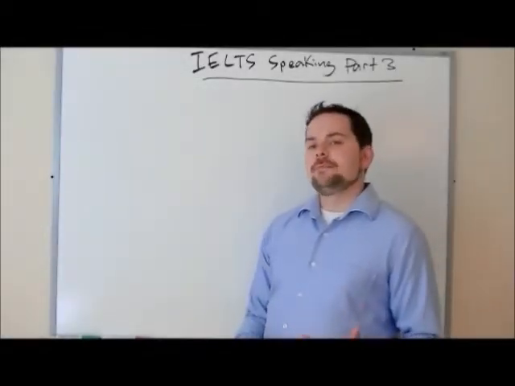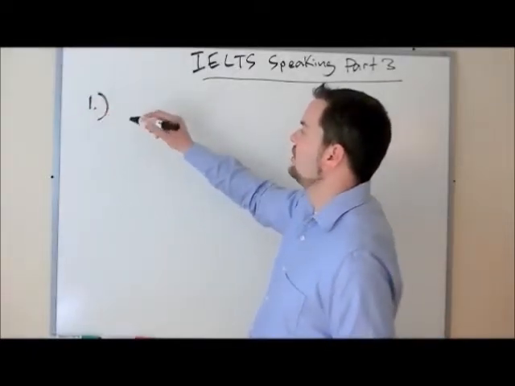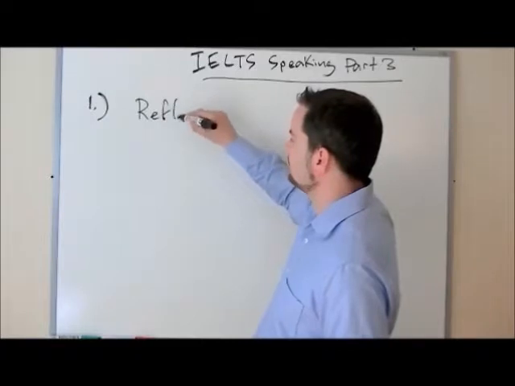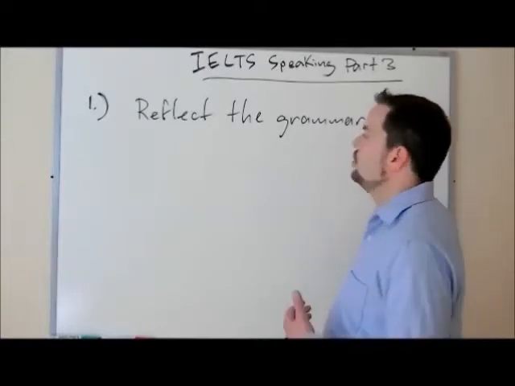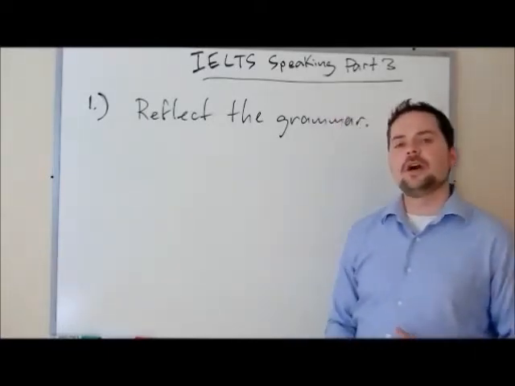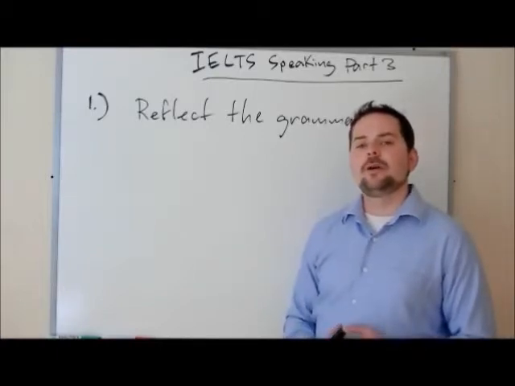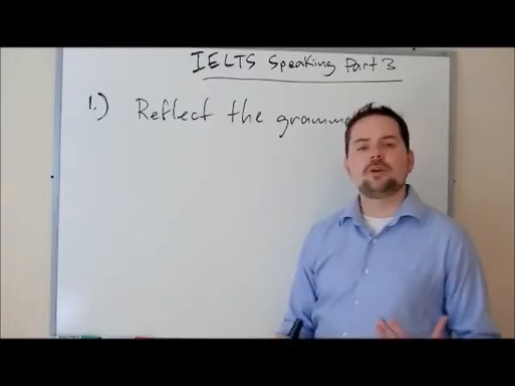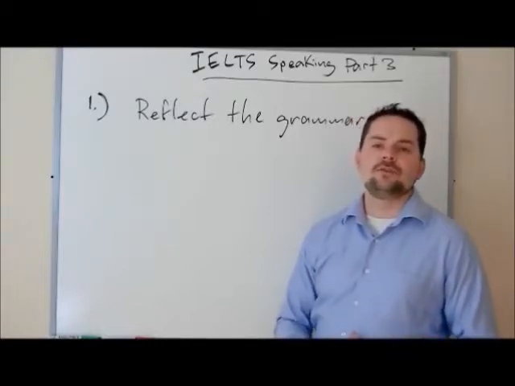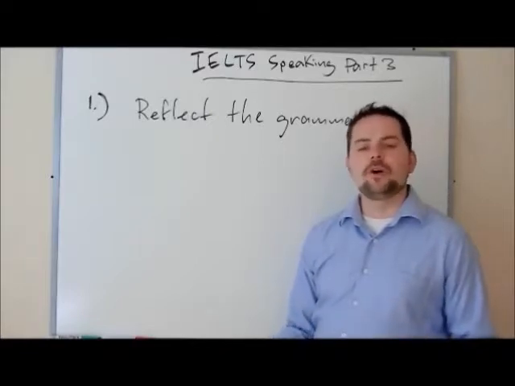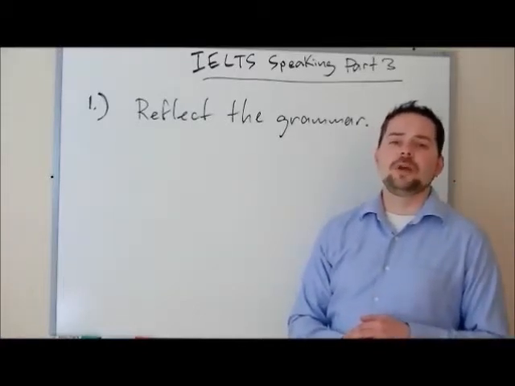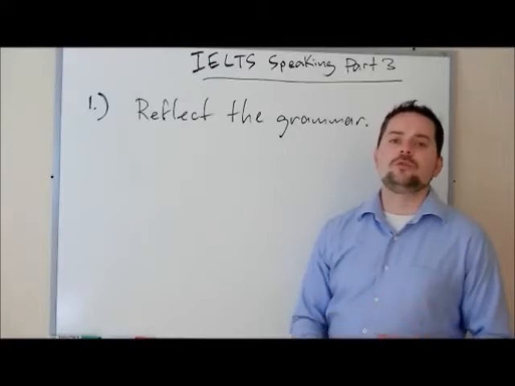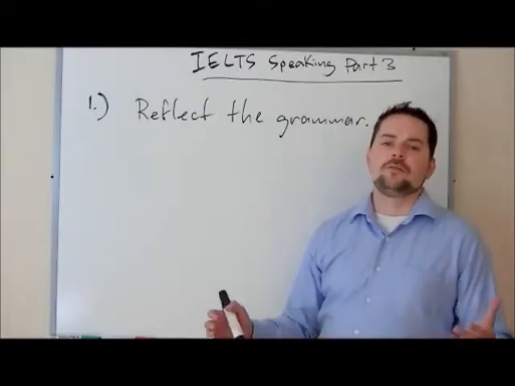A very important step for part 3 is make sure to reflect the grammar. Usually the grammar of part 3 is a little bit more tricky than for part 1. You will often see sentences and questions that use present perfect, like for example, what have you done in the past to be a role model for other people? Or for example, conditionals. If you could be a role model, what would you do to make sure that you're helping all of those who look up to you?